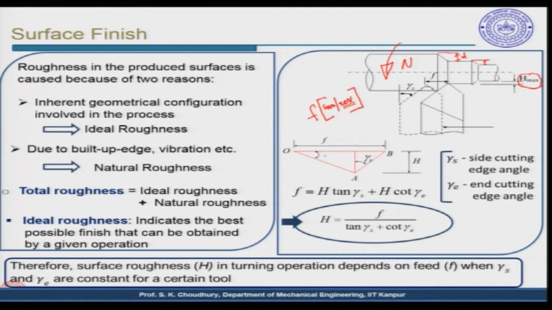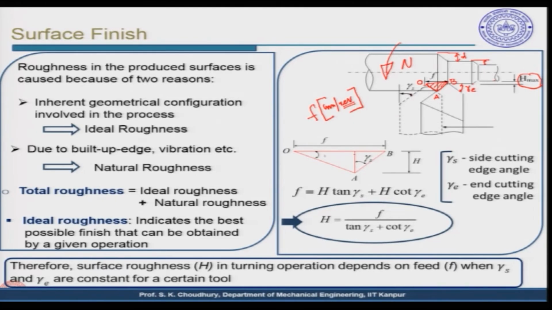Now, from this point to this point will be the feed, and if this is the sharp tool which is being used, this angle will be the side cutting edge angle and this angle will be the end cutting edge angle. Now, if we take this small triangle and exaggerate it, let us call this point A, this point B, and this point O. So, we will take the triangle O, B and A.